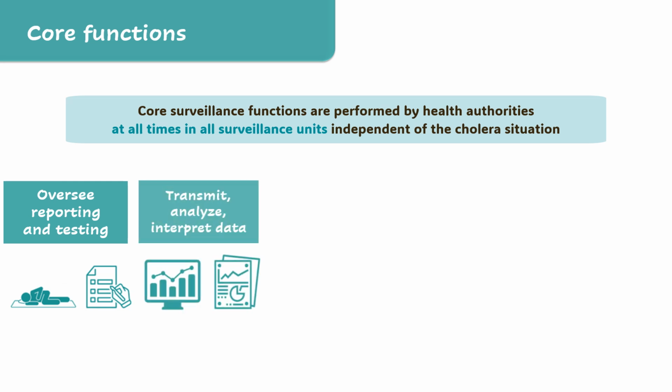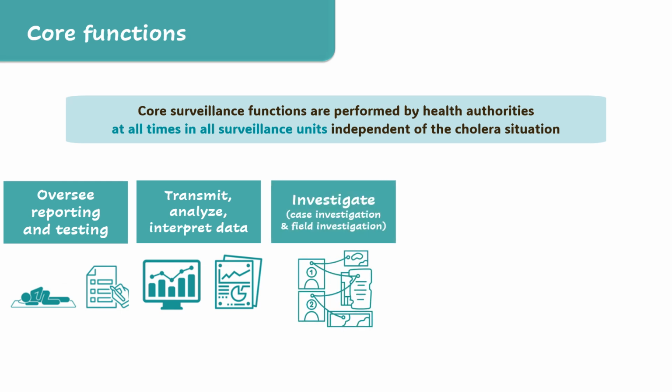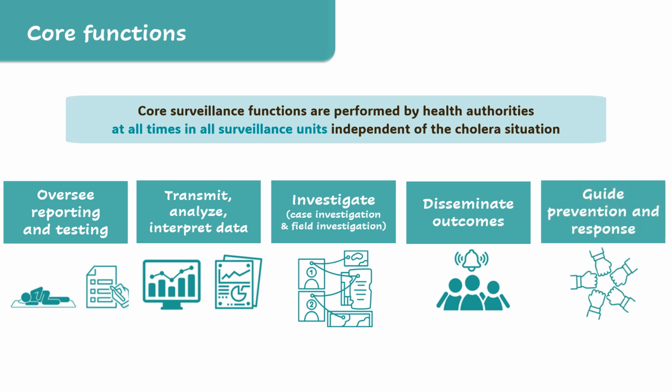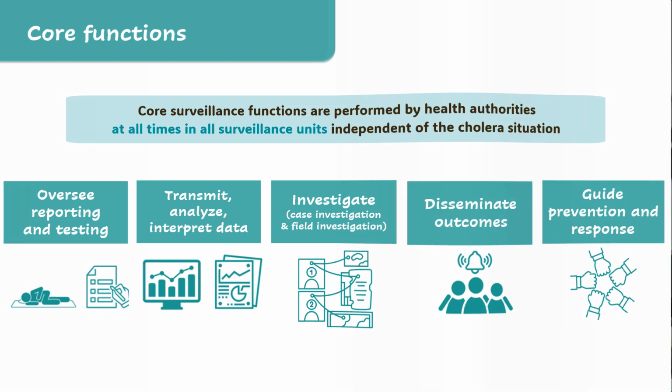Then, health authorities transmit the surveillance data reported to them to the next upper level and analyze and interpret the data. As needed, health authorities also perform case investigation and field investigation to better understand the cholera situation. Health authorities make sure to disseminate the surveillance outcomes in a timely manner to a broad range of stakeholders. Lastly, health authorities ensure that surveillance outcomes are directly used to guide prevention and response strategies against cholera.